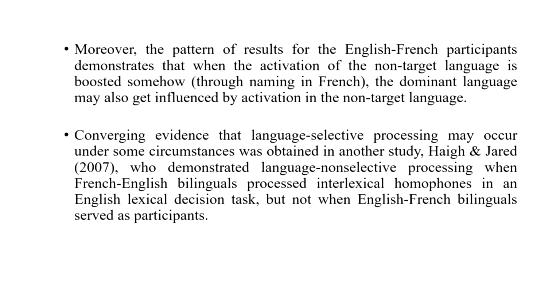Converging evidence suggests that language selective processing may certainly occur under some circumstances, as obtained in the study by Haigh and Jared, who demonstrated language non-selective processing when French English bilinguals processed interlingual homophones in an English lexical decision task, but not when English French individuals served as participants. So, you can basically see that there is some evidence for co-activation across the two languages. However, there is also some evidence that there is some kind of language selective processing going on here.